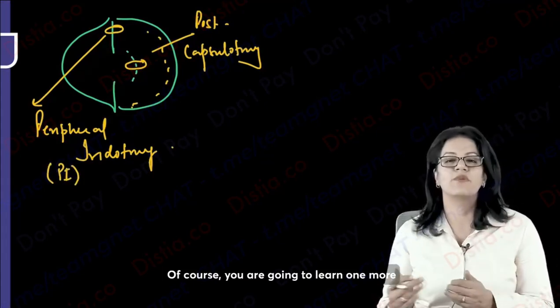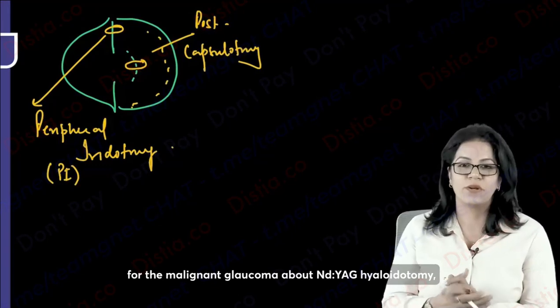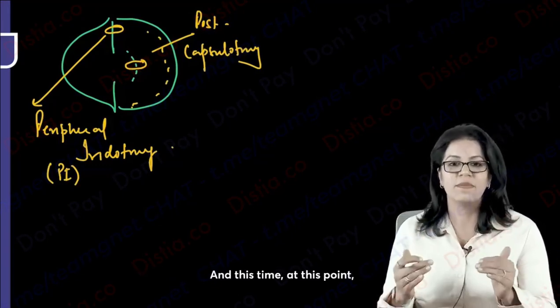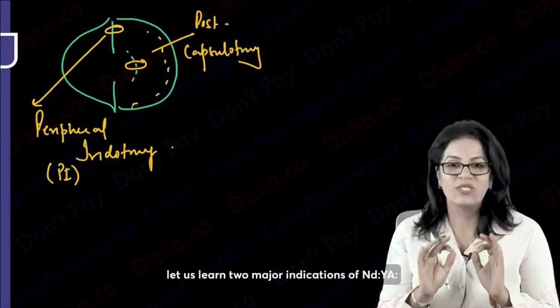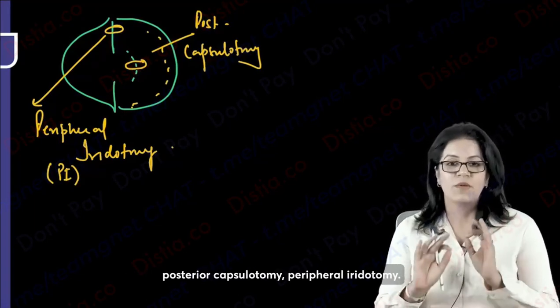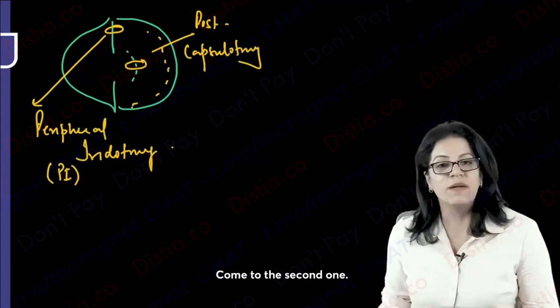Of course, you're going to learn one more for malignant glaucoma, anterior hyaloidotomy. We'll talk about that later. At this point, let us learn two major indications of Nd:YAG, posterior capsulotomy and peripheral iridotomy. Come to the second one.